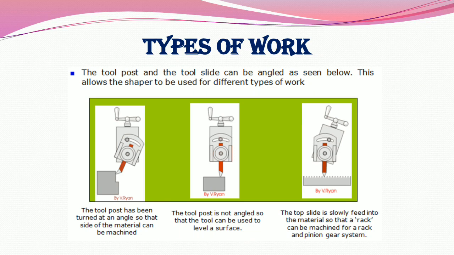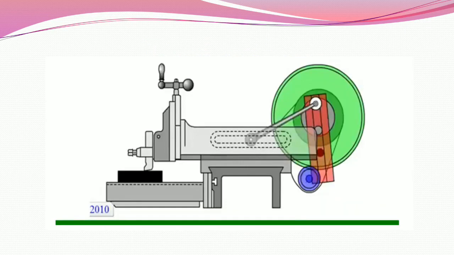be machined. In the next picture, the tool post is not angled so that the tool can be used to level a surface. And in the third picture, the top slide is slowly fed into the material so that a rack can be machined for a rack and pinion gear system. There is a picture of these types of work and the basic movement of the shaper machine.